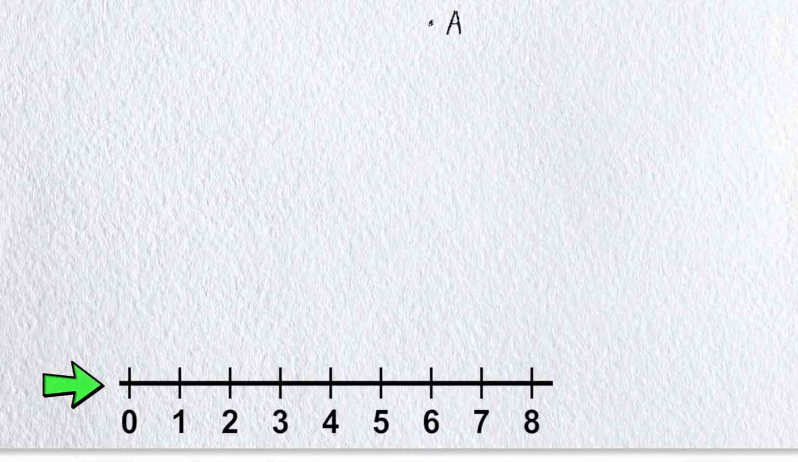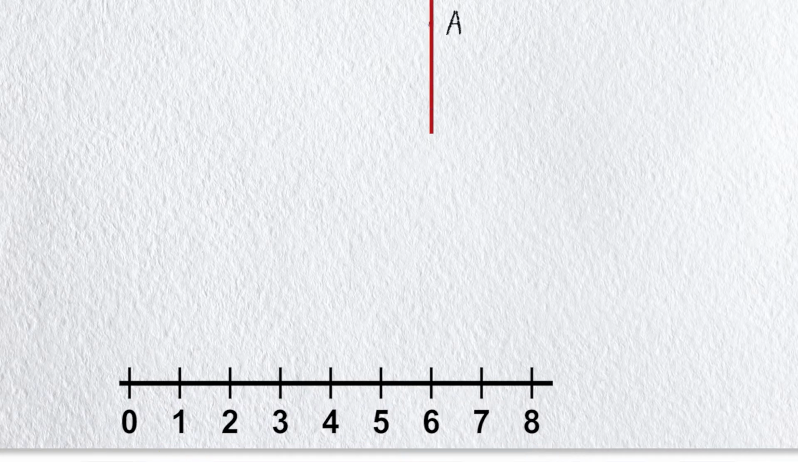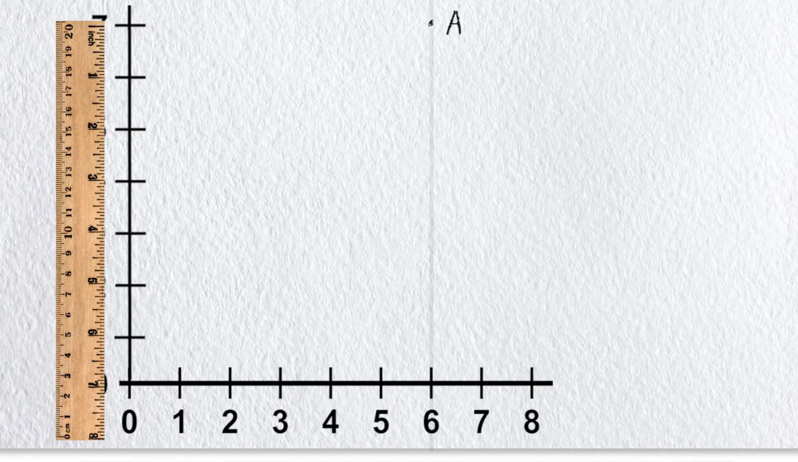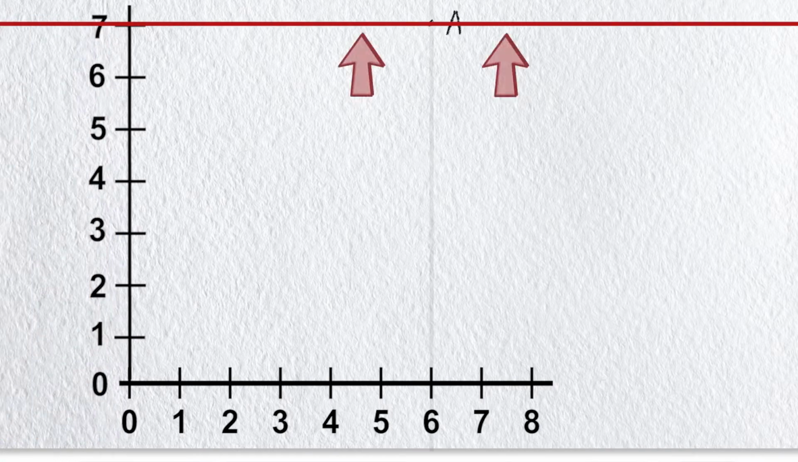We will begin standardizing our paper by placing a number line across the bottom with whole numbers spaced at 1-inch intervals. Notice how point A is lined up with the number 6 on the horizontal number line. Let's also create a vertical number line beginning with 0 at the bottom of our paper, with each whole number evenly spaced 1 inch apart. Notice now that point A is lined up with the number 7 on the vertical number line.